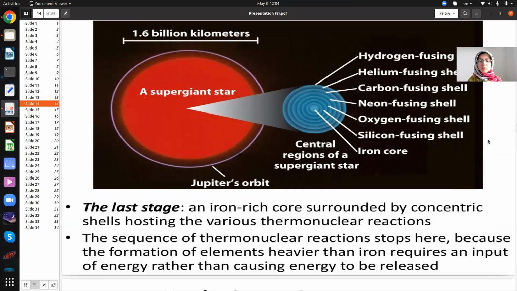You see in a supergiant star, we call it the onion model. It is about the size of Jupiter's orbit in the central region of a supergiant star. You see the iron core, and then a silicon fusing shell, oxygen fusing shell, neon fusing shell, carbon fusing shell, helium fusing shell, and hydrogen fusing shell.